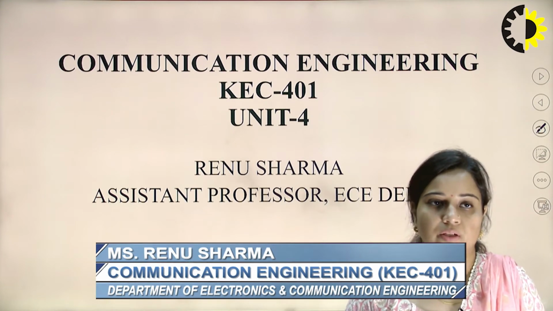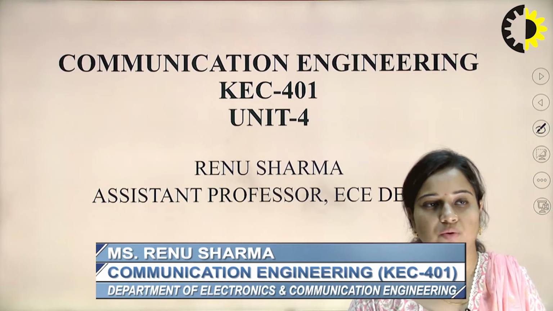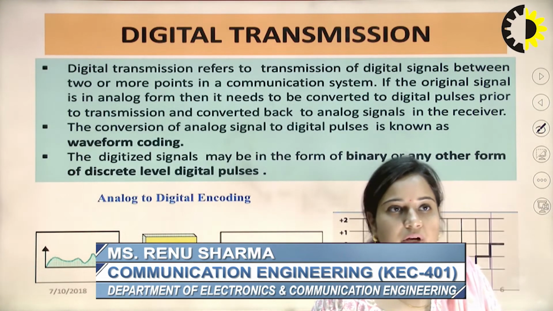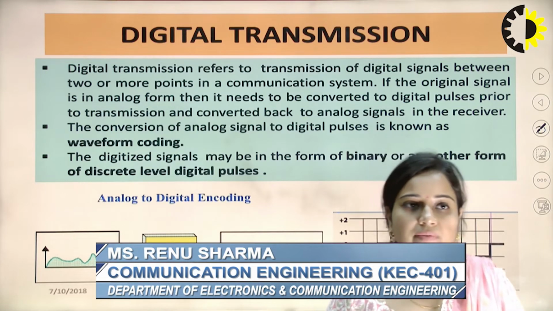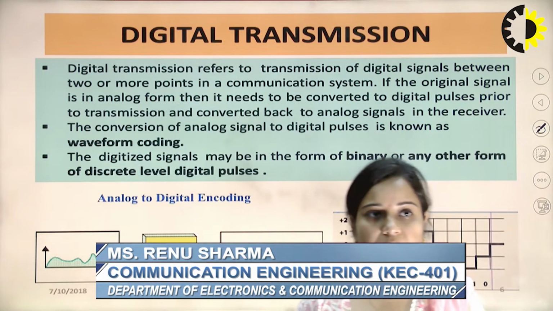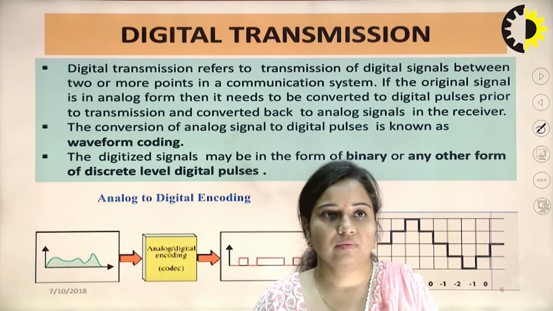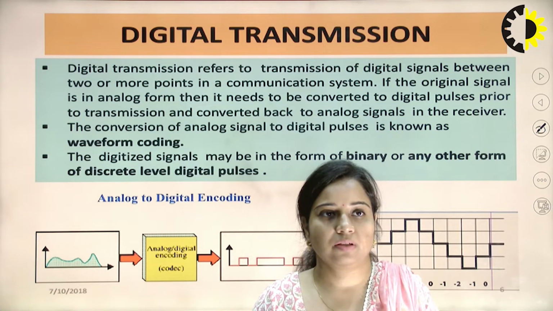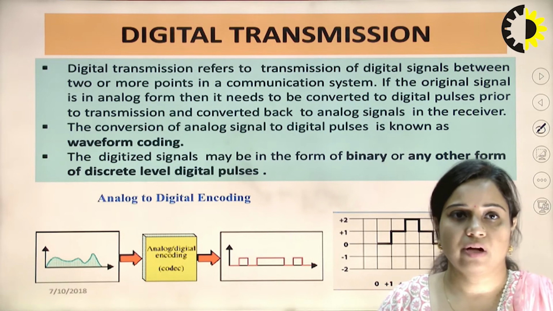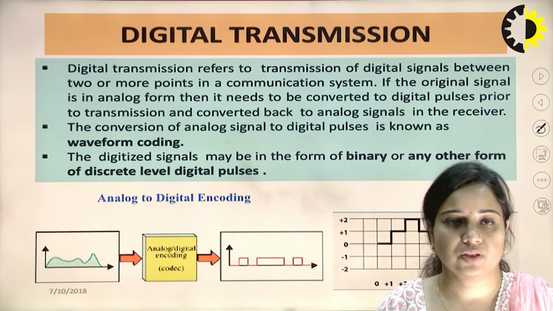Now this is related to ASK, FSK and some techniques related to how we are going to modulate the digital information. So this is digital transmission. Till now we have discussed how the analog signal will be transmitted, how it is modulated at the transmitter side, and demodulated at the receiver side. After that, we will now discuss what digital transmission is. Digital transmission refers to the transmission of digital signals between two or more points in a communication system.